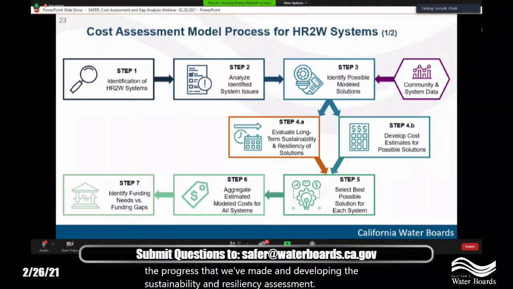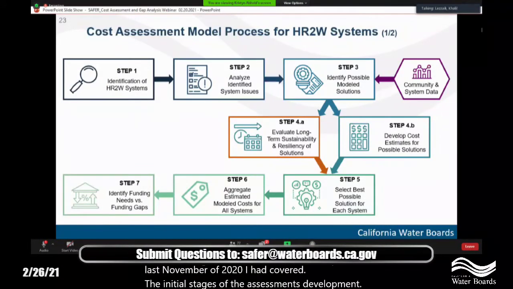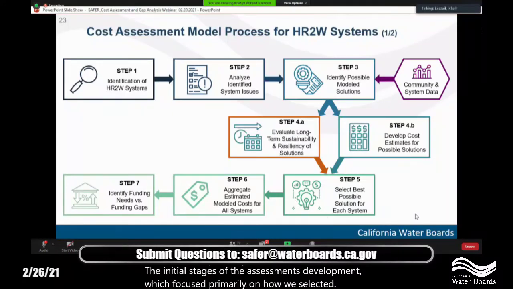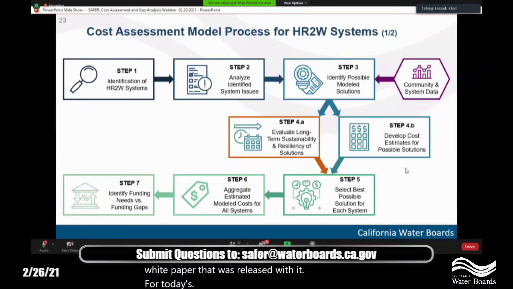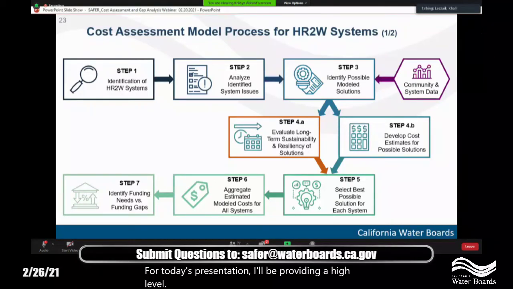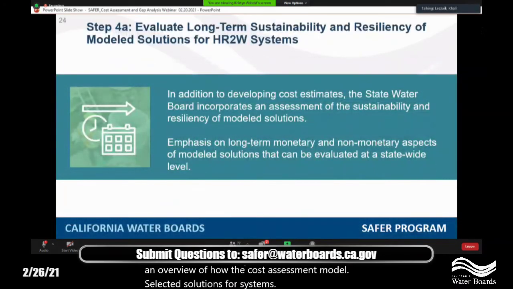In the previous State Water Board webcast that took place last November of 2020, I had covered the initial stages of the assessment's development, which focused primarily on how we selected the sustainability metrics that are now part of our assessment. And so if anyone is interested in those details, please refer back to that webcast and the white paper that was released with it. For today's presentation, I'll be providing a high-level update on the later stages of the assessment's methodology that we have been working on since November. And then I'll follow that with an overview of how the cost assessment model selected solutions for systems based on their sustainability scores and the developed solution cost estimates.